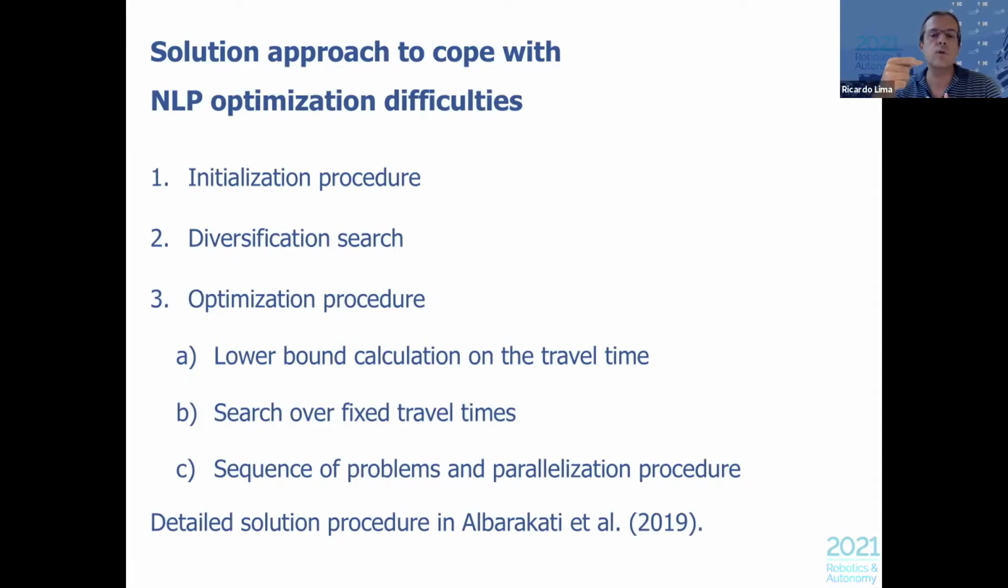Basically, to handle this final travel time, we calculate a lower bound of this final time. And then because we discretize the time, in parallel, we do a search over these discrete times, starting from our lower bound. So it is an algorithm that in fact solves a sequence of problems to do some initialization, and it goes also in parallel for the diversification search.